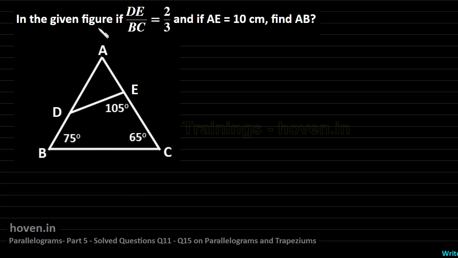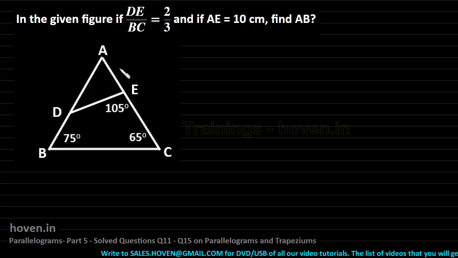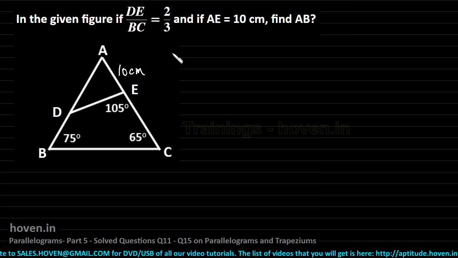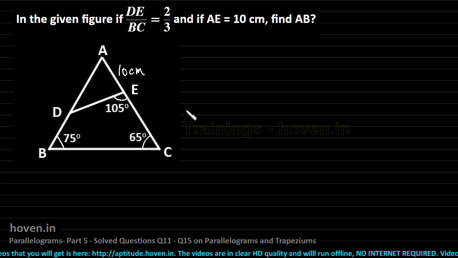In the given figure, if DE by BC is equal to 2 by 3, the ratio of this side to this side of the triangle has been given. And if AE is equal to 10 cm, that is, this has been given to us as 10 cm, find AB. We have to find out the length of this side. These angles have also been given. This is 75, this is 65, and this is 105. We have to now find out the length of the side AB, this side.